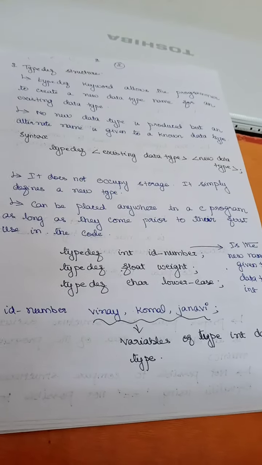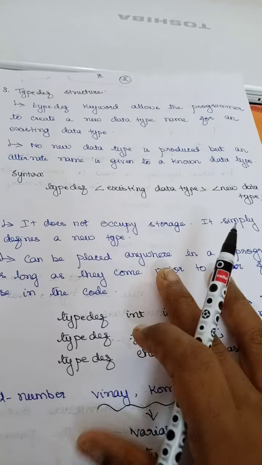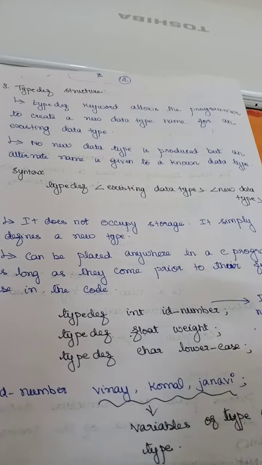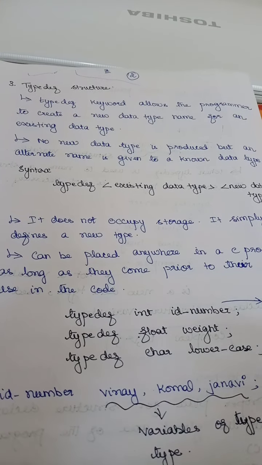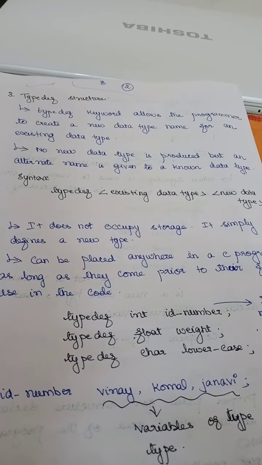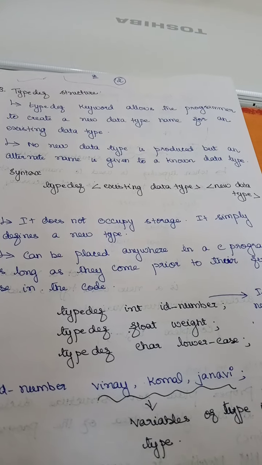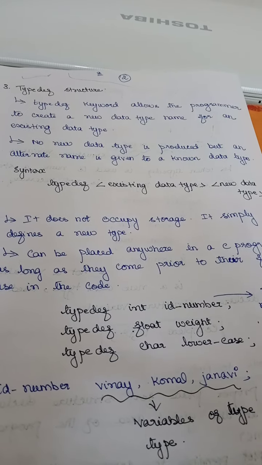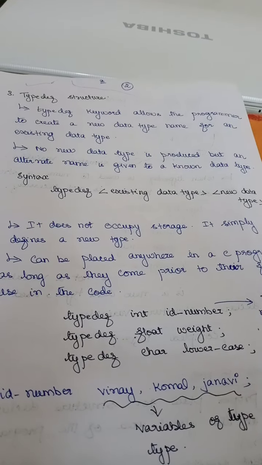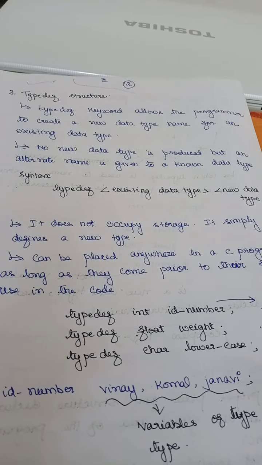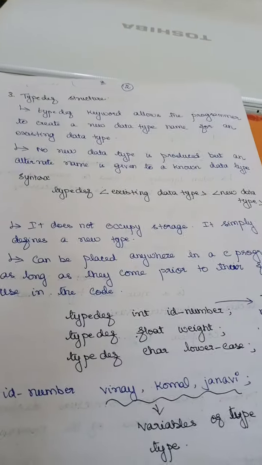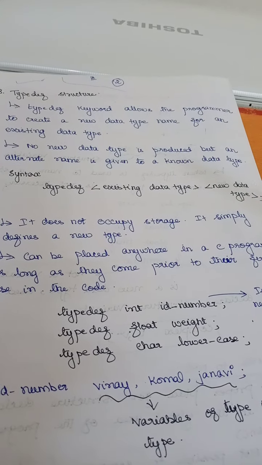Next we will see what is typedef. Typedef is a keyword that allows the programmer to create a new data type name for an existing data type. Here I am not going to create any new data type. I am going to give a name for an existing data type, and that name I can use wherever I want. So no new data type is produced, but an alternate name is given to a known data type. When we move on to the example, you can understand.